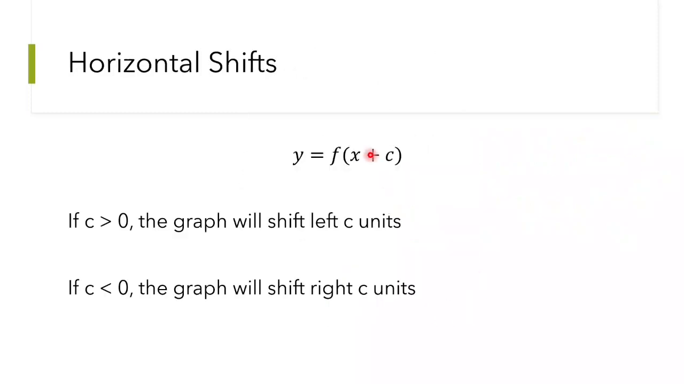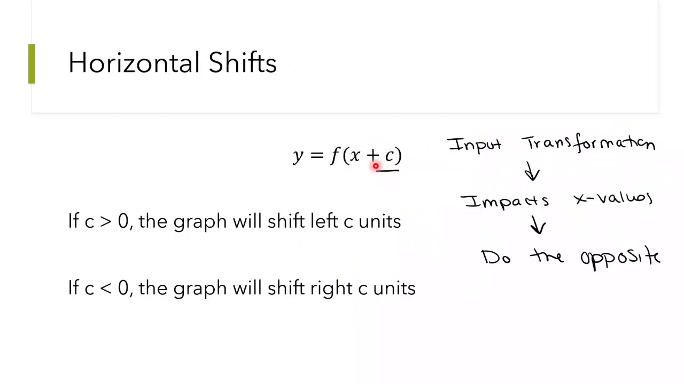All right, what happens if we put our constant inside the parentheses or inside the function? This is now considered an input transformation. It's going to impact our x values. And it turns out with input transformations, we're always going to do the opposite of what it says. So if that c is a positive number, if we have a plus a number, we're actually going to be moving the graph left c units, or subtracting that value from our x's. If the c is a negative number, if it's minus a number, that's actually going to shift our graph to the right c units. And again, let's just take a look at some examples to see how this works.